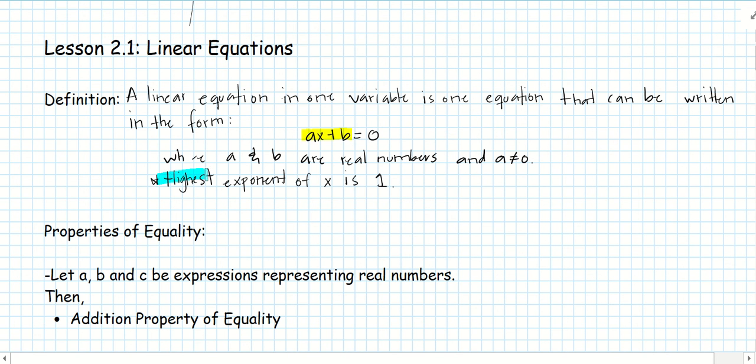Okie doke. So let's go ahead and get to the properties for equations. Something that we can always think about on an equation is that it's like a balance. You have these two items and they have to always be balanced. So an equation is always composed of two sides. We have our equal sign right here in the middle, and then we have two sides of the equation.